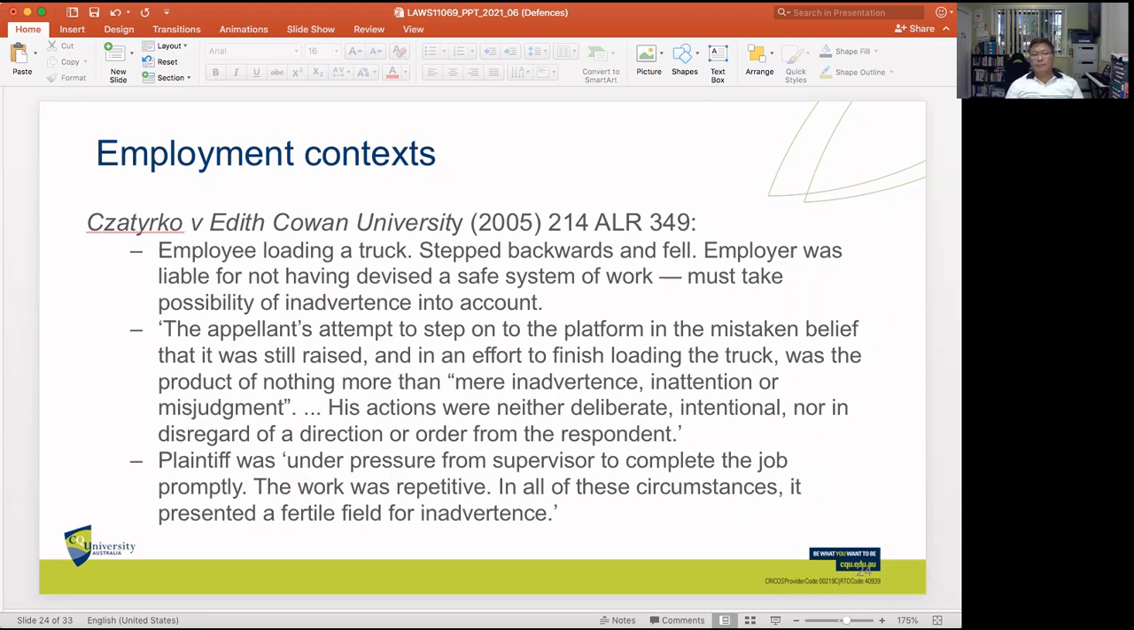Notably here, the plaintiff was under pressure from the supervisor to complete the job promptly. The work was repetitive and habitual, and in all these circumstances, it presented a fertile field for inadvertence. So again, here, the employer was fully liable for the damage suffered by the plaintiff.